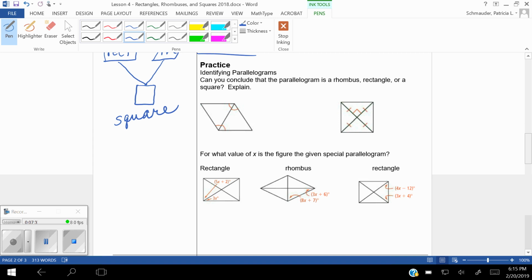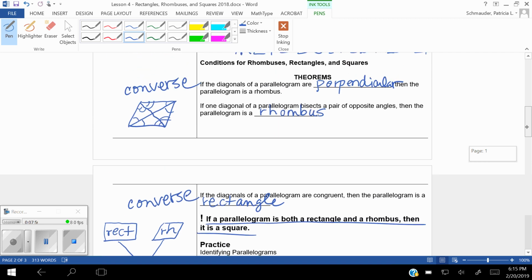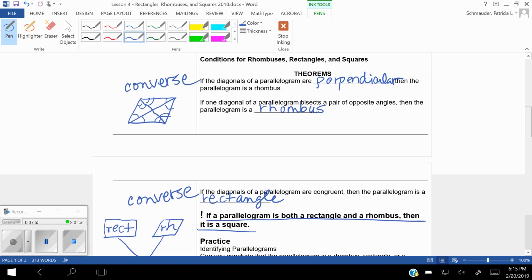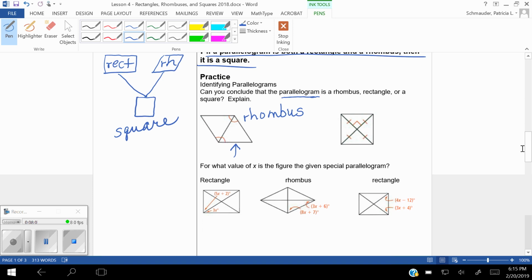So let's see, what do we know? They're telling us that each one of these is a parallelogram. And this picture is telling me that one pair of opposite angles is bisected. So I know that's a rhombus because of the theorem I just learned. If I go back up here, it tells me if one diagonal of a parallelogram bisects a pair of opposite angles, then the parallelogram is a rhombus. That's the theorem I used right there.